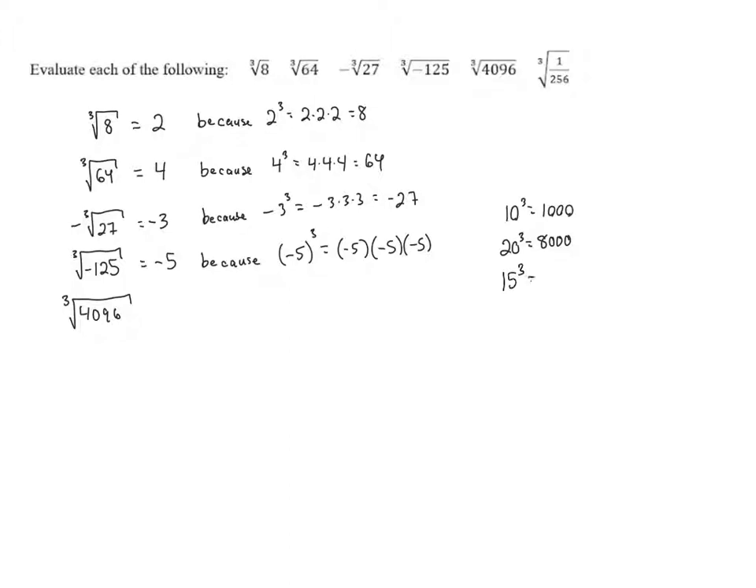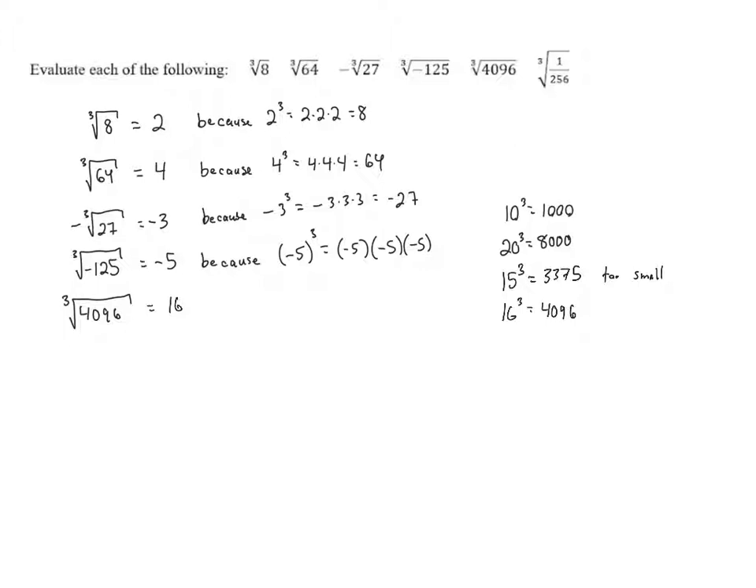Now, if we take 15 times 15 times 15, we end up with 3,375, which is still too small, but we're getting closer, so let's try a little bit bigger. Let's go with 16. And if we take 16 times 16 times 16, we do get 4,096, which means the cube root of 4,096 is 16.